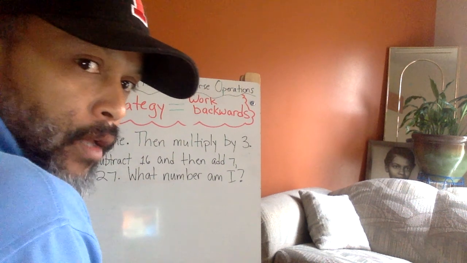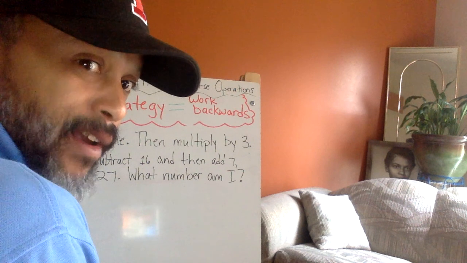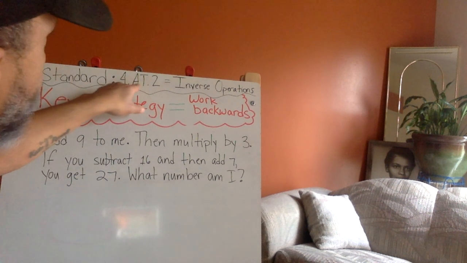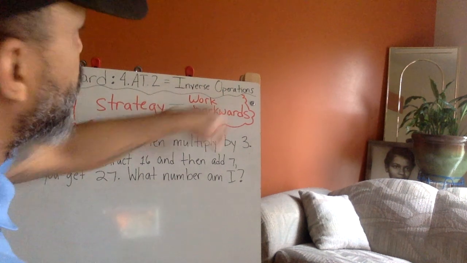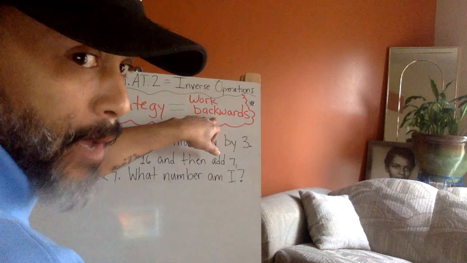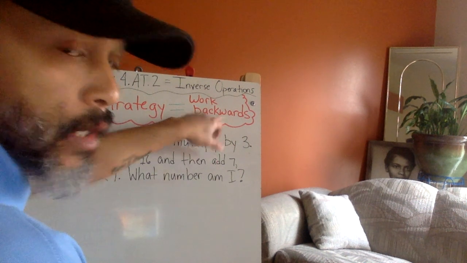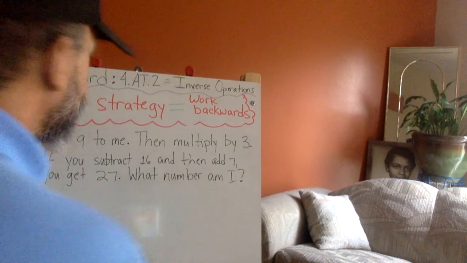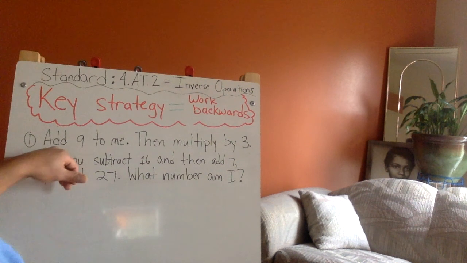I miss you. So, today's strategy is going to be about inverse operations. Our standard is 4.AT.2, inverse operations. Our key strategy today is going to be working the problem backwards. So, we're going to work backwards. Inverse means to do the opposite. Okay? So, our problem, let's read it.